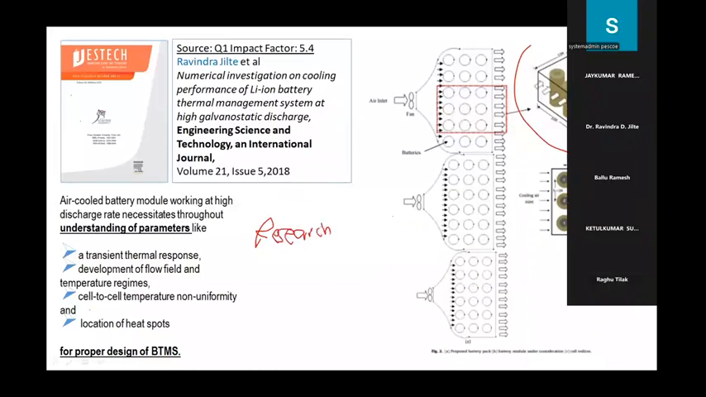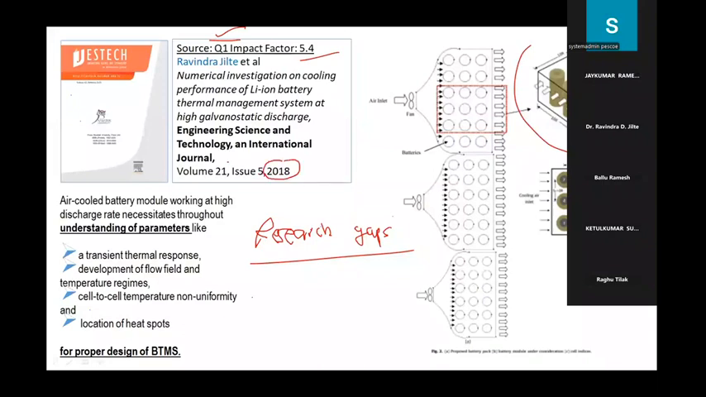How to find out the research gaps? We can go through the articles that are based on air cooled BTMS systems. We found the research gaps, and it was possible for us to publish in a Q1 journal called Engineering Science and Technology, an International Journal, which is Q1 listed with an impact factor of 5.4. This publication was done in 2018.